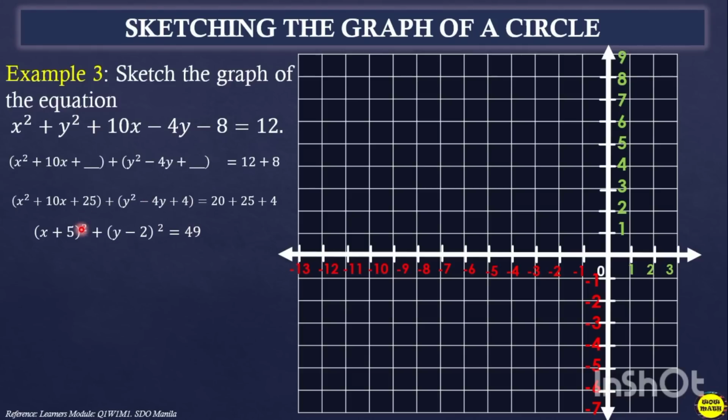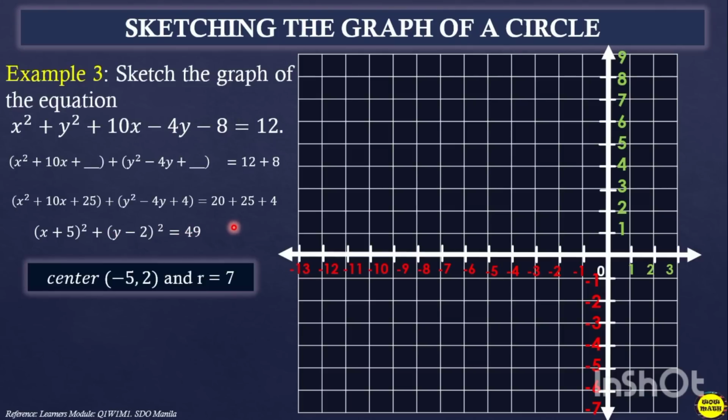So, pag ganito na yung equation natin, madali na kunin yung center. Makukuha na natin yung center, pero yung 49, square root pa natin para makuha natin yung radius natin. So, square root of 49 is 7, and yung center natin is negative 5, positive 2.